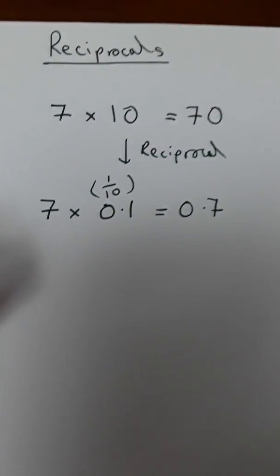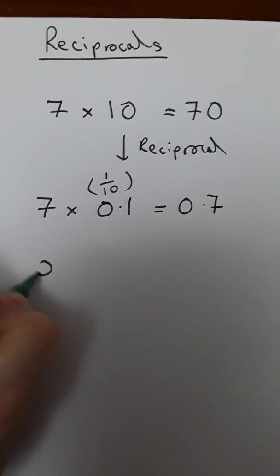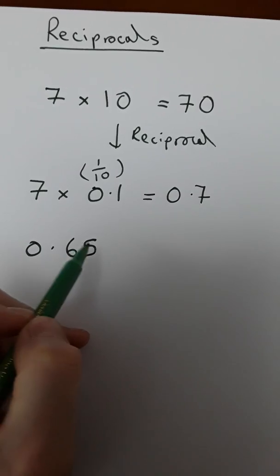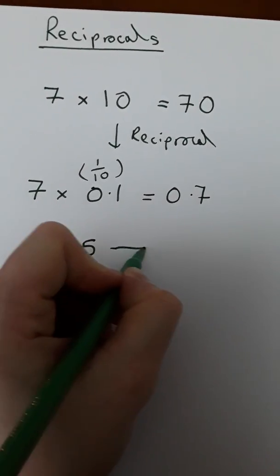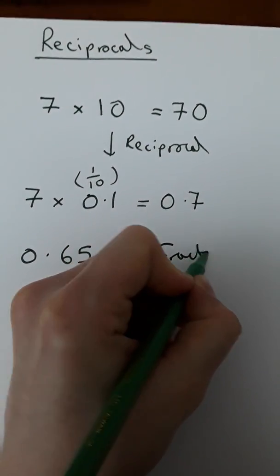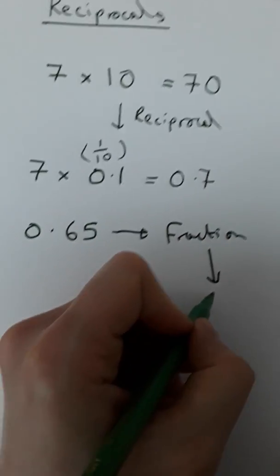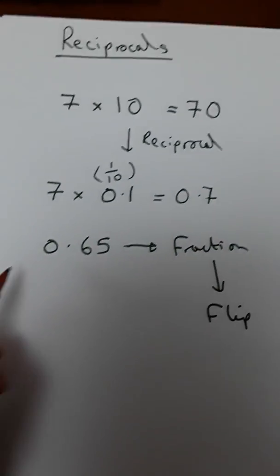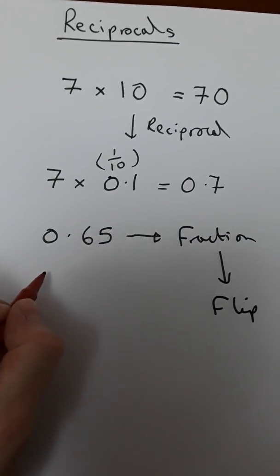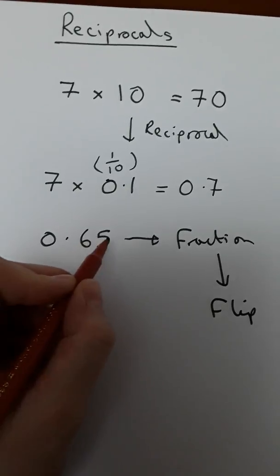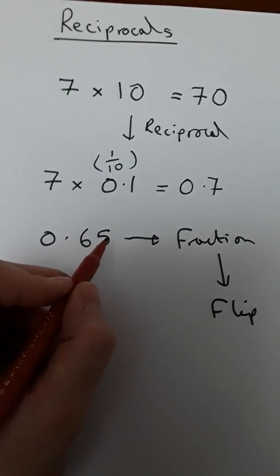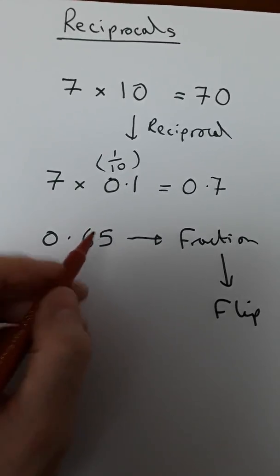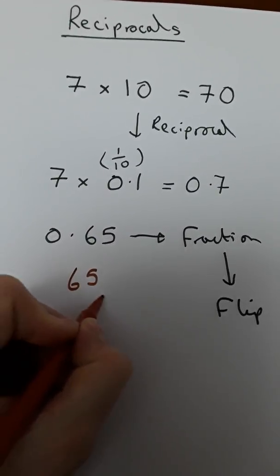So for instance, here's a better example. If I had 0.65, to change that into a reciprocal of 0.65, first I have to change it into a fraction, and then once I've got my fraction, I need to flip it. So let's first write 0.65 as a fraction. Well, the 5, the end number of my 0.65, ends in the hundredths column because I've got units, tenths, hundredths. So this means I've got 65 hundredths.